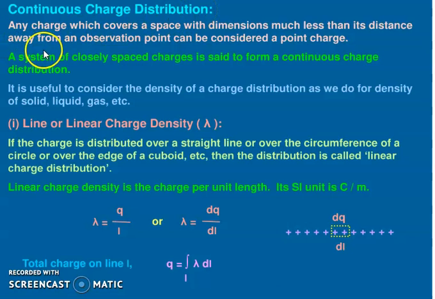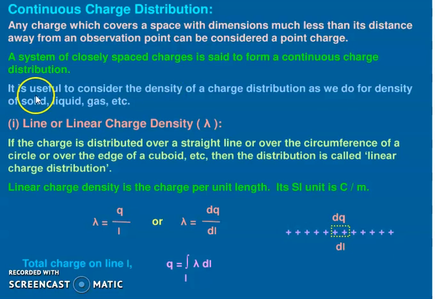What is continuous charge distribution? A system of closely spaced charges is said to form a continuous charge distribution. If charges are placed very close to each other, then the distribution of charges is said to be continuous, closely spaced. Before this, this is the definition of point charge, which we have already discussed in the last video session. Any charge which covers a space with dimensions much less than its distance away from an observation point can be considered a point charge.